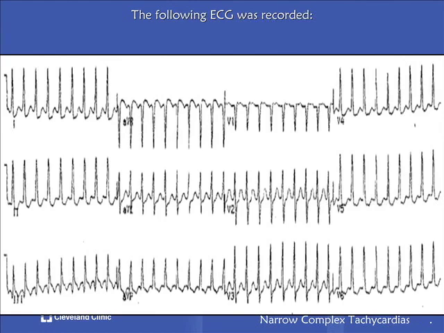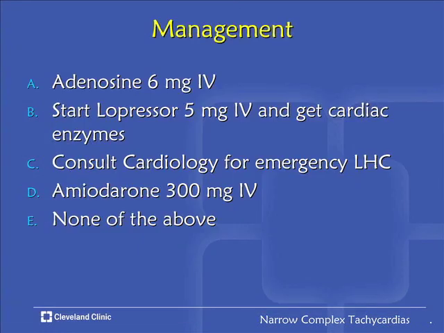Okay, so we're gonna look at this EKG for a little bit. And then what are we gonna do for this lady? You're gonna give adenosine, you're gonna start a low-pressure IV, and then get cardiac enzymes like what most ERs do. Everybody has to get cardiac enzymes. Consult cardiology for emergency left heart cath. Amiodarone, another favorite drug for our folks in the emergency department, or is it none of the above?